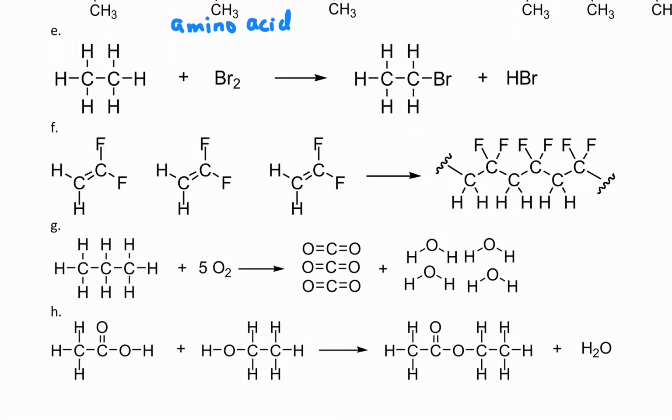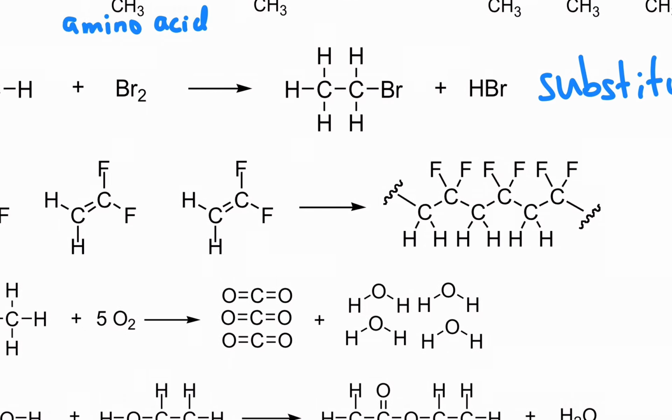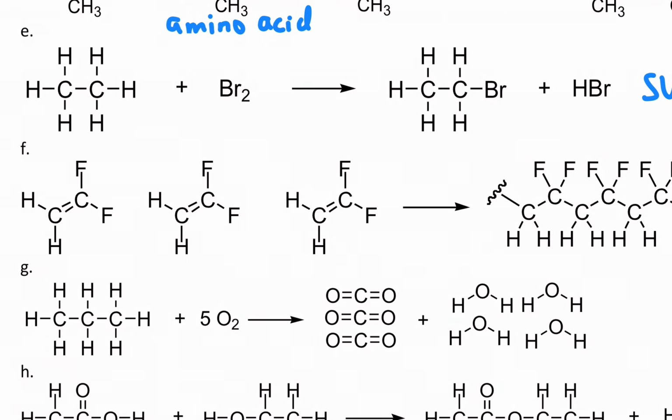Okay, welcome back. If you want to check, E is a hydrocarbon plus a small molecule where one of the hydrogens is replaced with an atom from the small molecule. This is called a substitution reaction. It's descriptive because you substitute a hydrogen for a different atom. In this case, an H becomes a bromine.